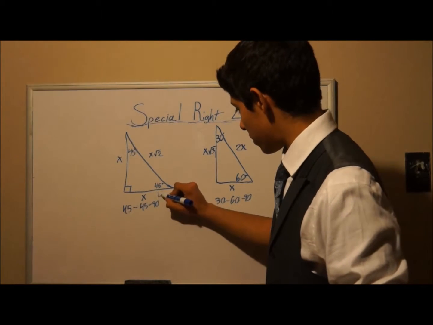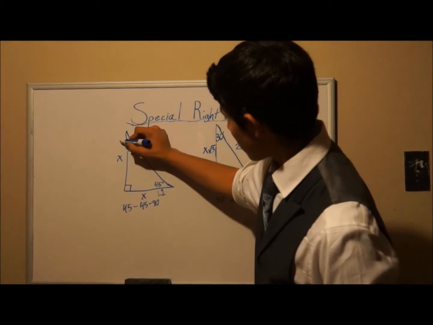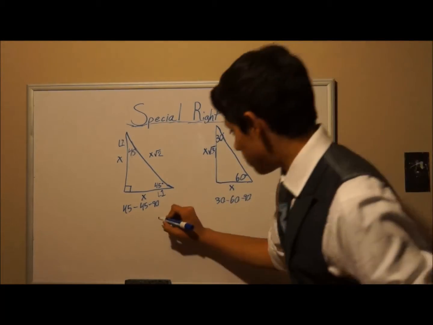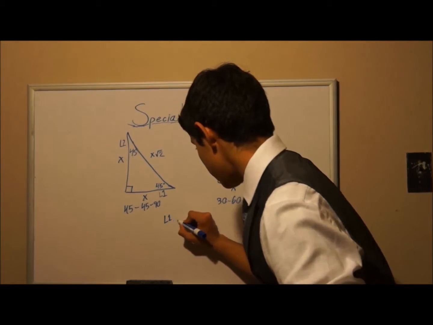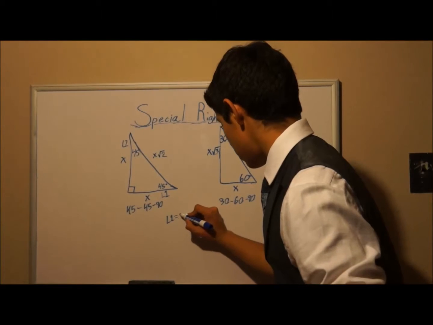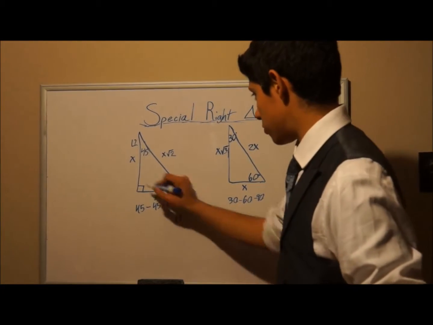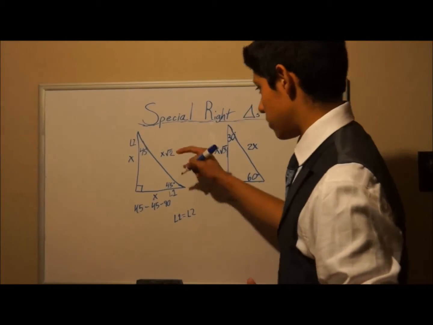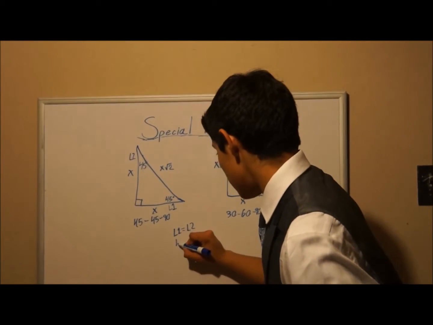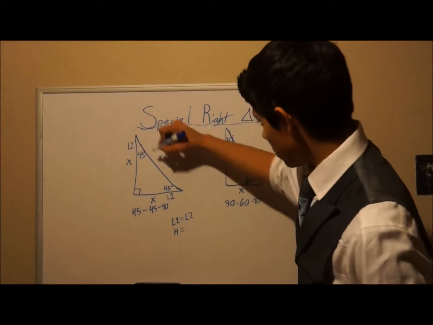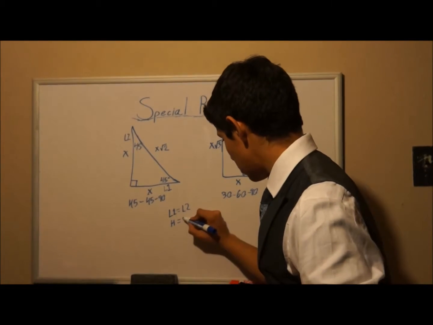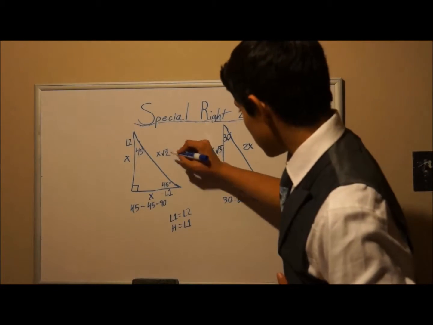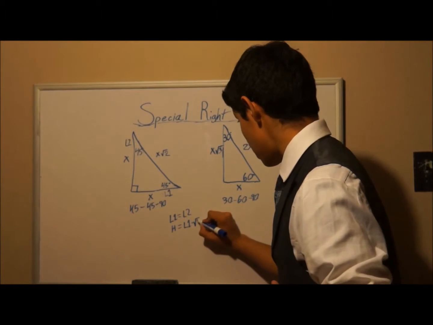So this is leg 1. This is leg 2. Okay, so we can say that leg 1 will always equal leg 2. This is a true statement for any 45, 45, 90 triangle. We can do the same thing for the hypotenuse. The hypotenuse, the longest side, will always equal L1, this, times square root 2.